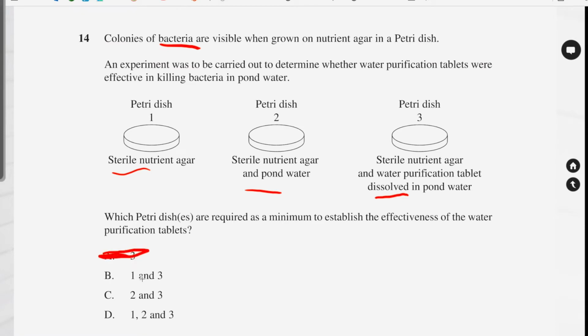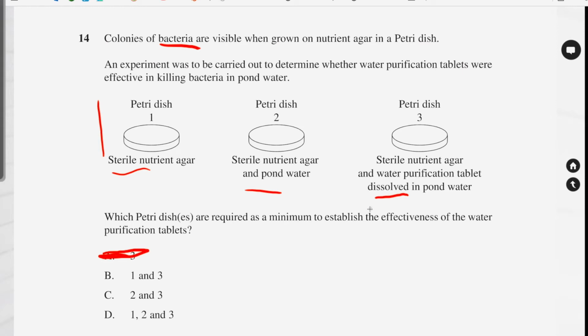Now, 1 and 3, if you have a look here, 1 is just a dish. There's nothing in there, absolutely nothing in there. So really, 1 and 3, we just got an agar dish by itself and then 1 with the water purification tablet. Maybe that might be used, but let's have a look at 2 and 3, which is answer C. What we've got here, we've got the nutrient agar with pond water. We've got the dish 3, which is the pond water plus the tablet.